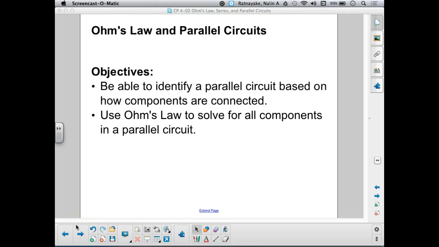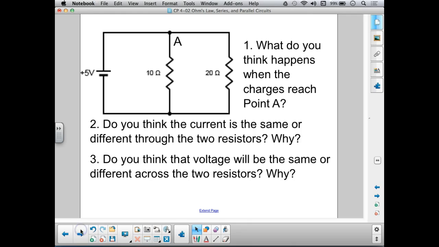Hello students, this lecture is about applying Ohm's law to parallel circuits. Our objectives are to be able to identify a parallel circuit based on how components are connected and to use Ohm's law to solve for components in a parallel circuit. You should already be familiar with Ohm's law and also perhaps with series circuits. In this lecture we'll be taking that knowledge and applying it to solving parallel circuits.